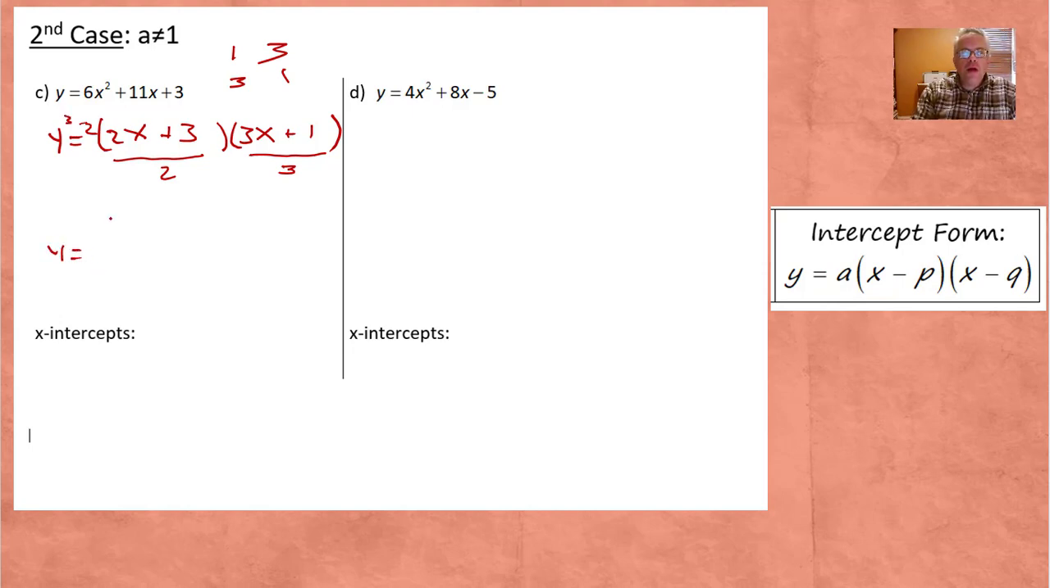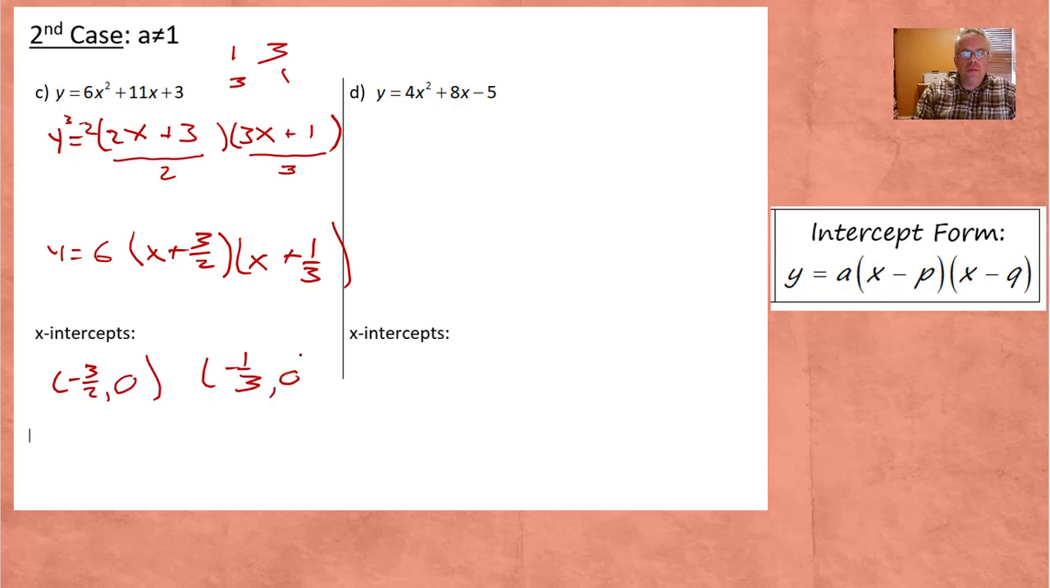So we're going to get y equals 6. That comes from 3 times 2. This would be x plus 3 halves, and this would be x plus 1/3. All right. So the first intercept is -3 halves, 0. And the next one is -1/3, 0. Okay. Let's try this one.